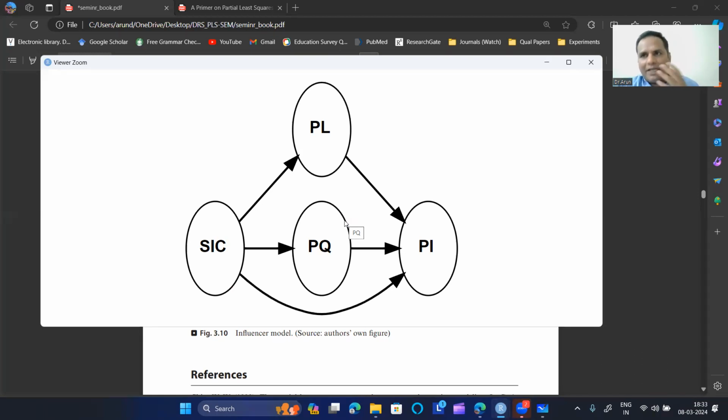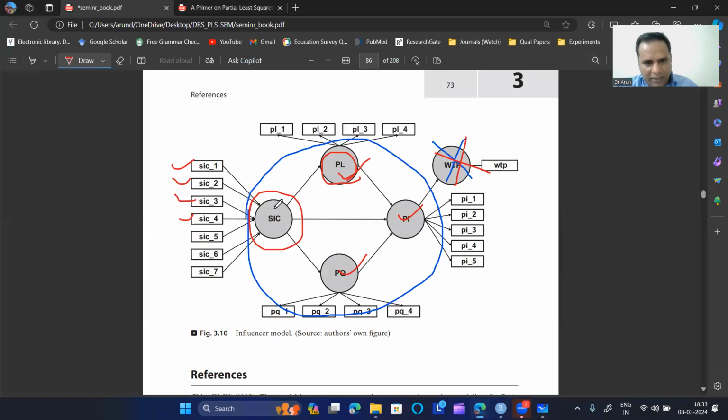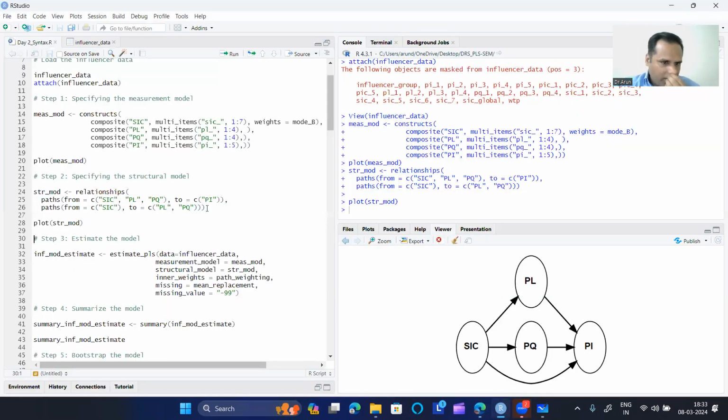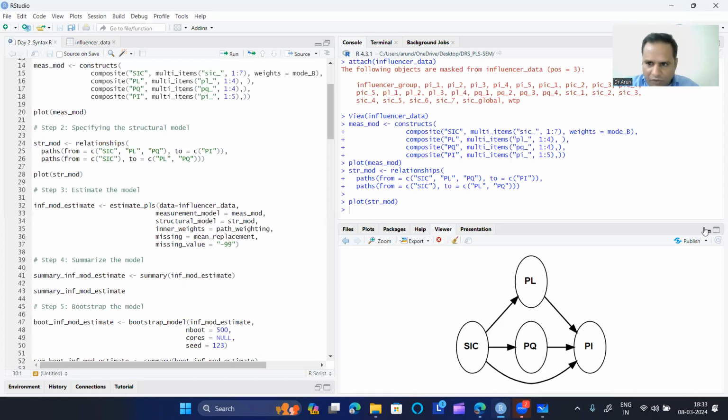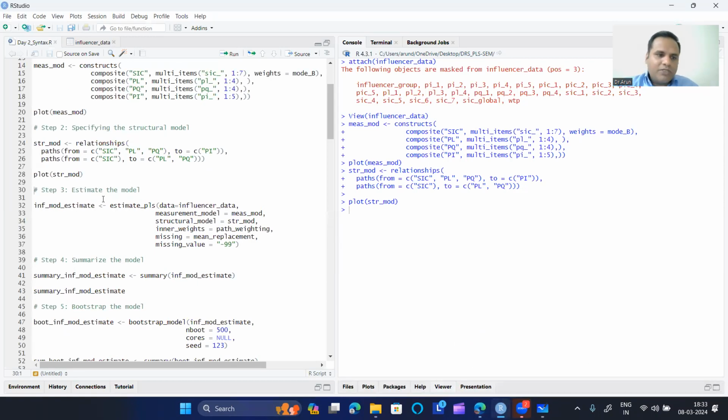There is no difference between the diagram that is generated by R Studio and the diagram in the reference material. So it's one and the same. It's okay, it's fine. So now, the third step is to estimate the model.